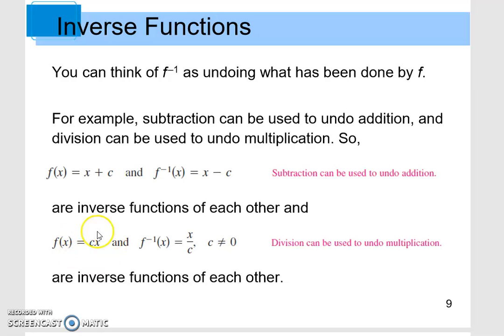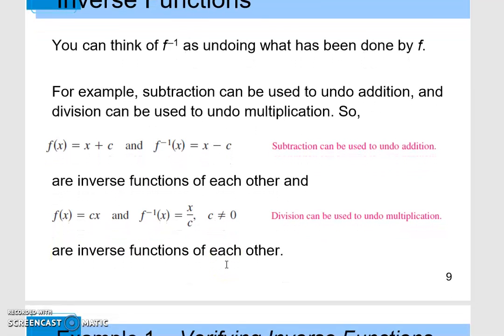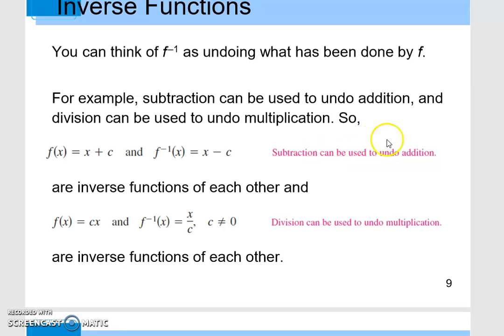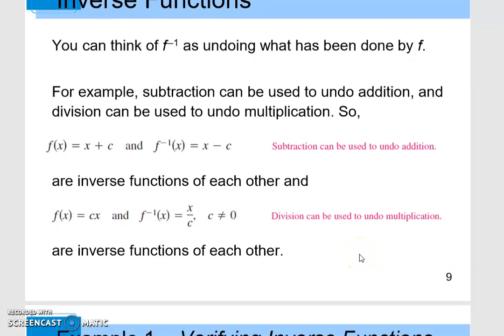Notice that if c was 0, this whole function would just be 0. 0 is one of those functions that doesn't have an inverse because it's a constant function. Constant functions don't have inverses because they're not one-to-one functions. One way you can think about it is addition and subtraction are inverse operations to each other, and the same can be said about division and multiplication.